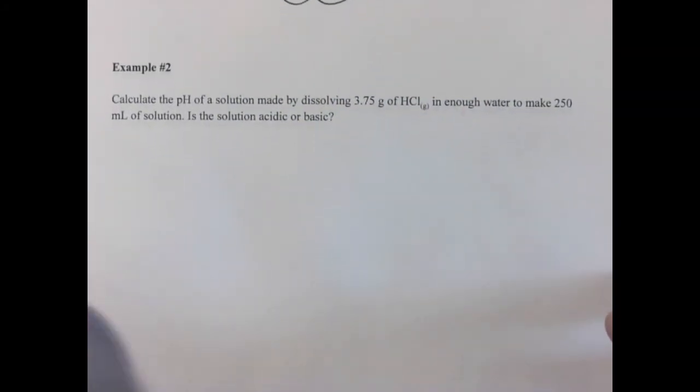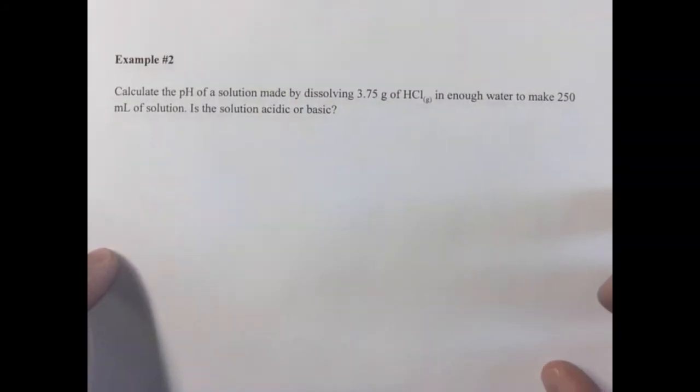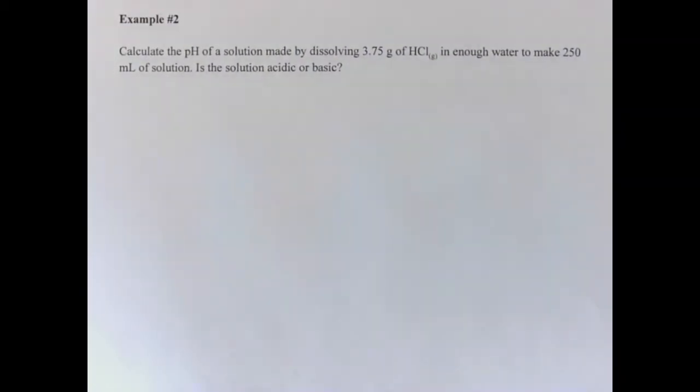This one's a little trickier. We're not given a concentration, we actually have to figure out the concentration. So the question says, calculate the pH of a solution made by dissolving 3.75 grams of hydrogen chloride in enough water to make 250 milliliters of solution. Is the solution acidic or basic?